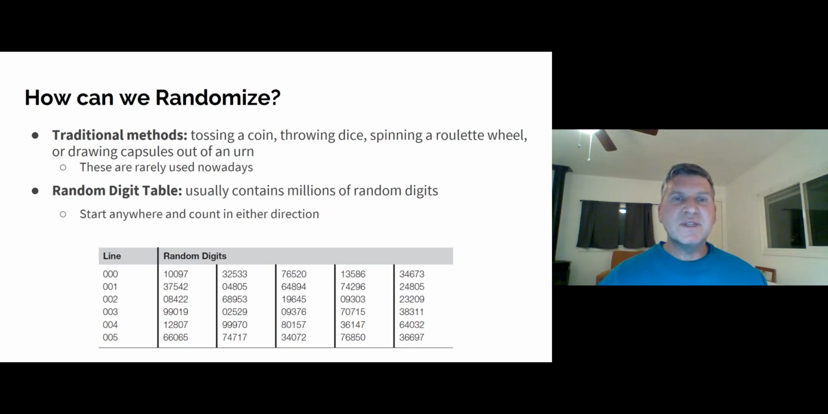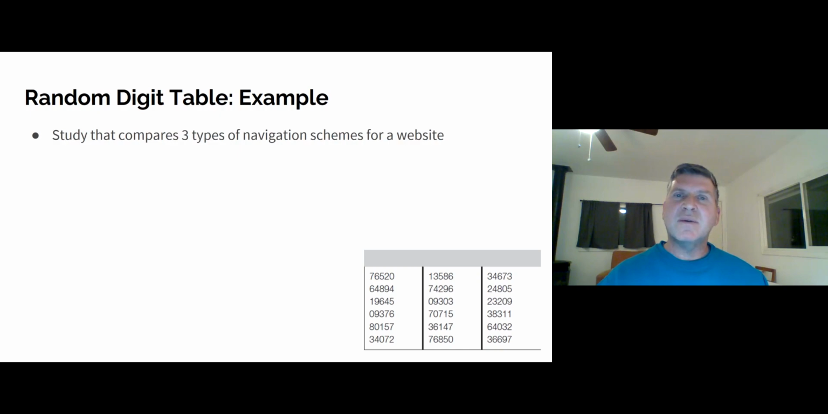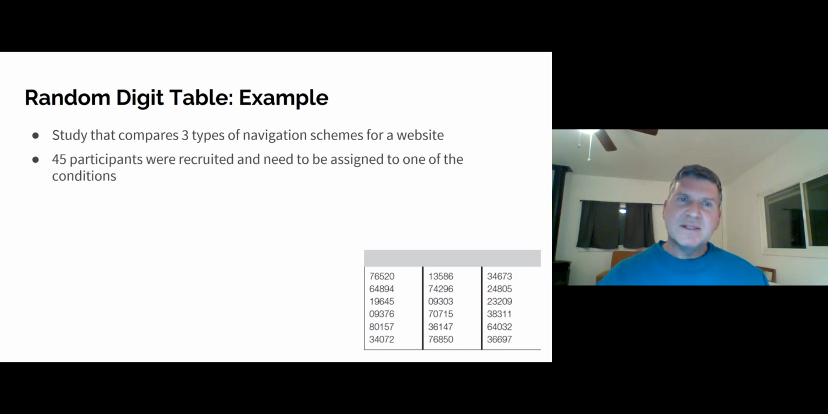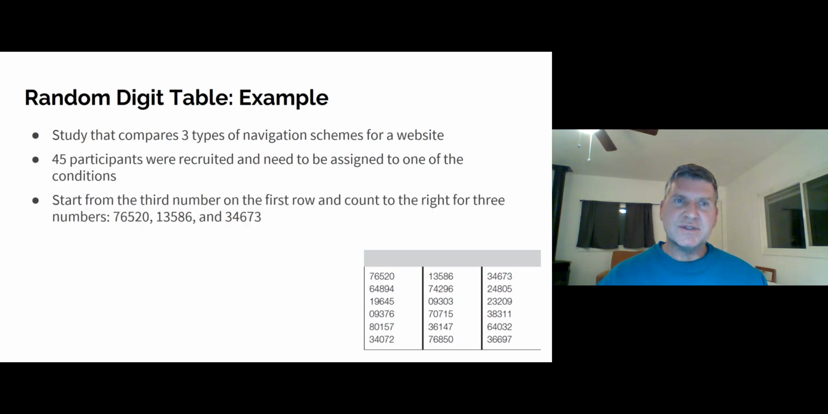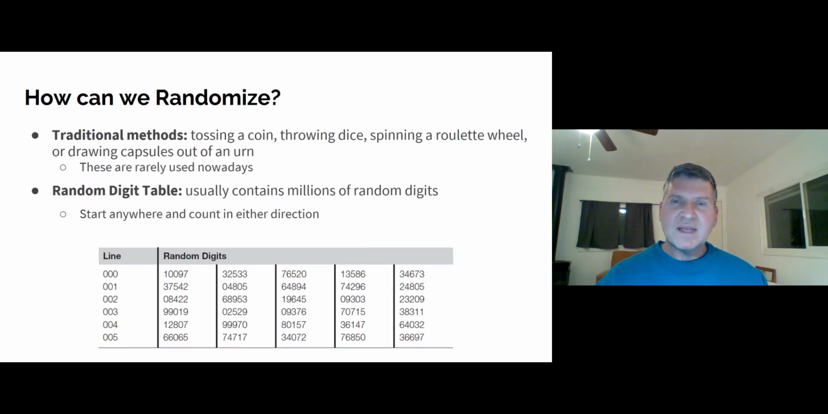And what happens is we start anywhere and we count in either direction. In this case, we have 5 lines and 5 columns. But let's just assume that we're going to do an experiment that looks at only 3 types of navigation schemes. So we have 45 different participants that we've recruited, and we need to assign one of those 3 conditions. So we can start with the third number on the first row and count to the right for 3 numbers. If you look at the previous slide, these are the last 3 columns.